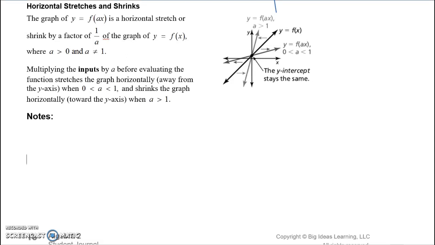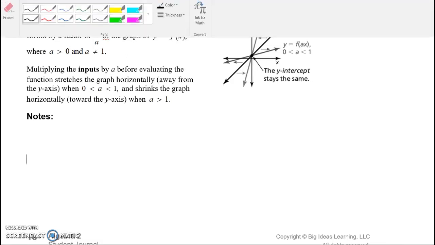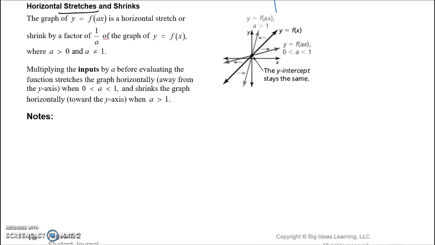Look at page 10 in your journal, and we're going to take a look at horizontal stretches and shrinks as well as vertical. So focusing on the horizontal, we can see that the factor is multiplied inside f of x, and it's also the reciprocal of the number given.